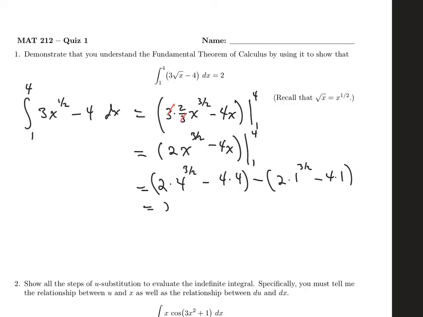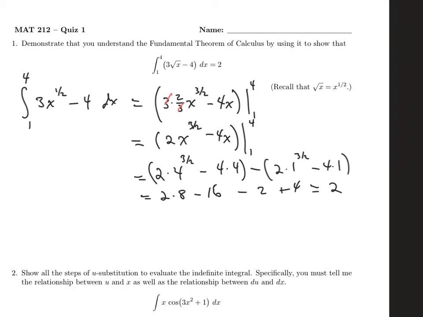So here, this is 2 times 8 minus 16 minus 2 times 1, and then I have minus here, so that's plus 4. So in this case, I'll end up with 16 minus 2 plus 4, which is positive 2, as I was supposed to get.